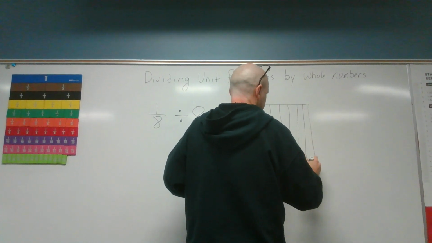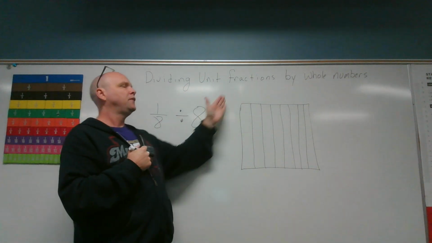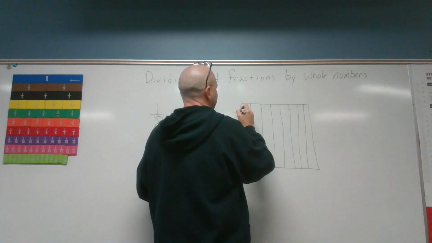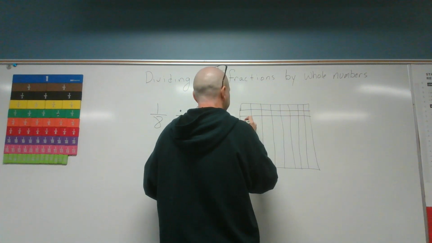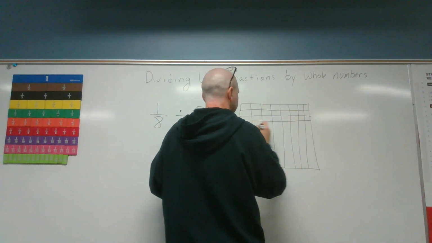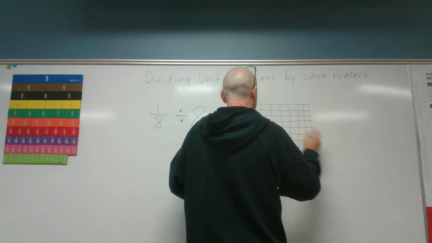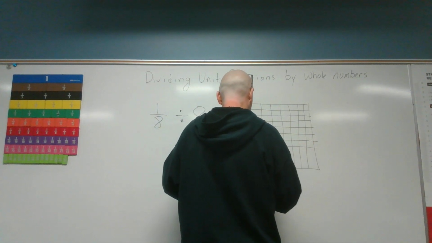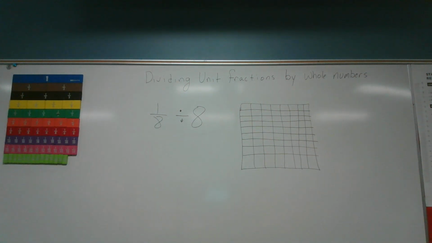So we're going to pretend like this is 8 equal sections. Okay. And then we divide the 1 whole now by 8. So we're going to have 8 equal sections going the other direction. Okay, so your picture is going to look like that.